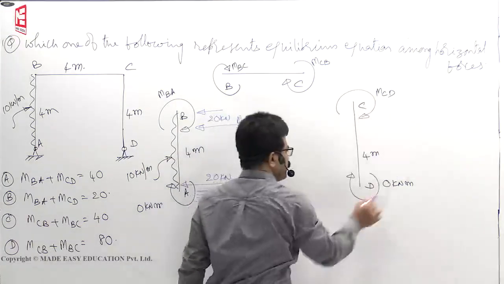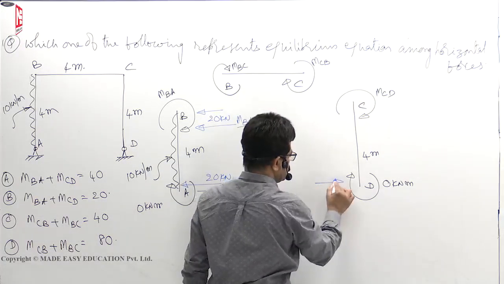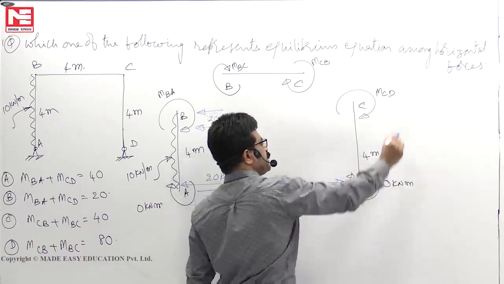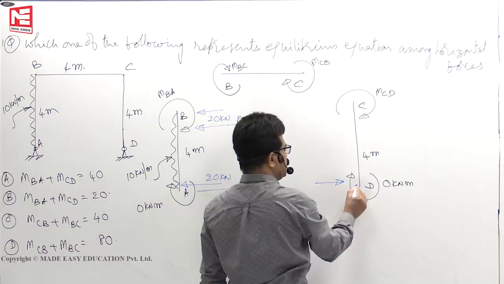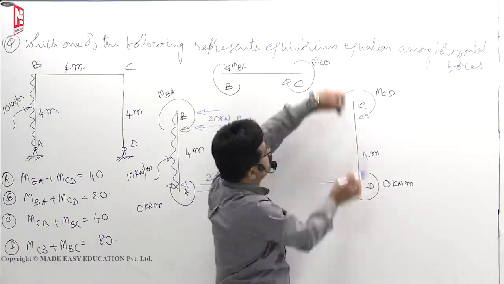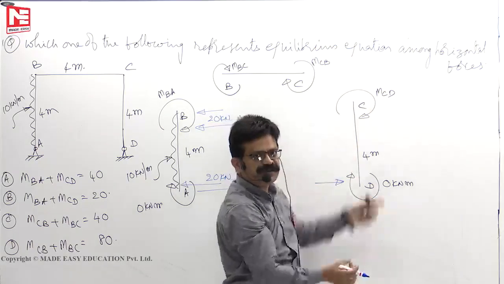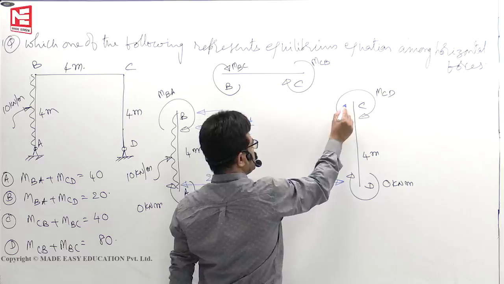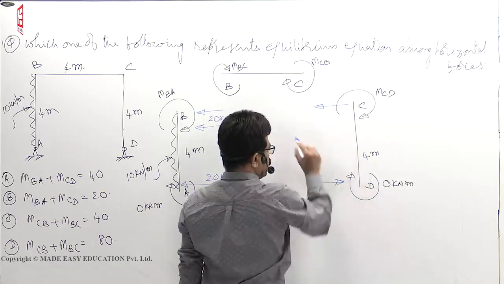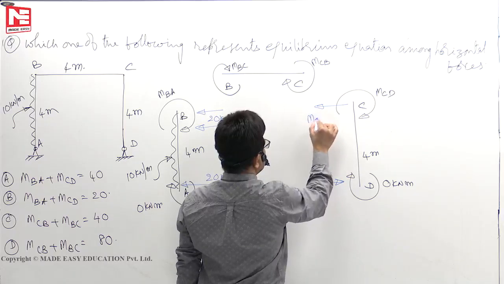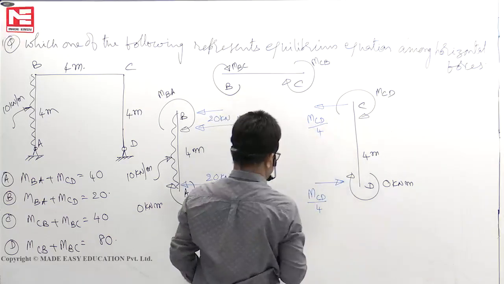Now here clockwise, to balance it, see how my finger should move, anti-clockwise. Here it is going right side, left side. I cannot put anti-clockwise like this because it will not form a couple. Two forces if I show this way, no perpendicular distance, so no couple will form. So it has to be like this only. Okay, this is MCD by 4. This is also MCD by 4.